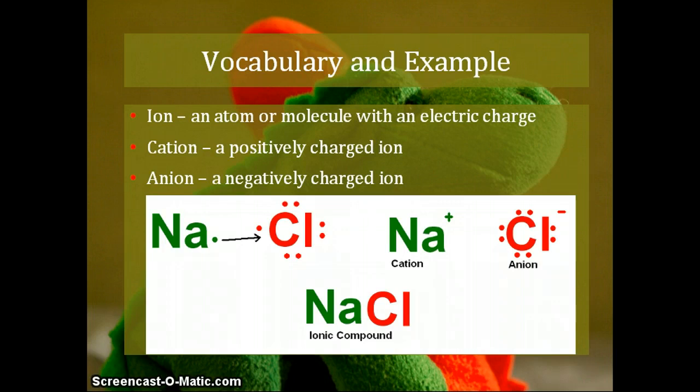After the transfer, sodium becomes a positively charged cation because it now has more protons than electrons. Chlorine becomes an anion because it now has more electrons than protons. These two ions are held together by an electrostatic force to form the ionic compound sodium chloride.